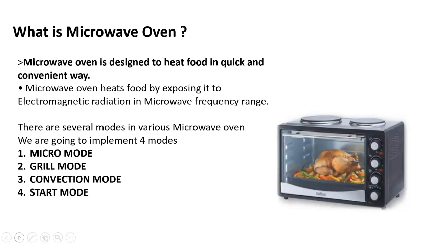Next, what is the microwave oven? Microwave oven is designed to heat food in a quick and convenient way. Microwave oven heats food by exposing it to electromagnetic radiation in the microwave frequency range. There are several modes in various microwave ovens. We are going to implement 4 modes. First, micro mode, second, grill mode, third, convection mode, and fourth is start mode.